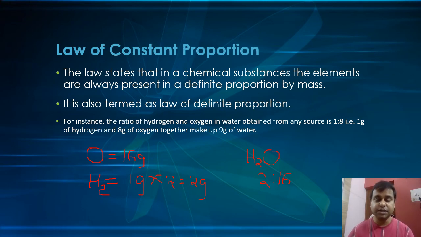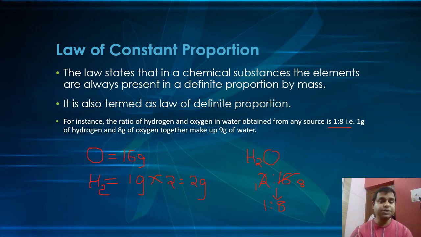oxygen, 2:16. Now we know that 16 can be divided by 2, so 2 ones are 2, we get 1 over here, and 2 eights are 16. So in other words, we can simplify this ratio 2:16 to 1:8, and that's exactly what we get over here. That is why it says the ratio of hydrogen and oxygen in water is always 1:8, 1 gram of hydrogen and 8 grams of oxygen, that makes up 9 grams of water in any proportion.